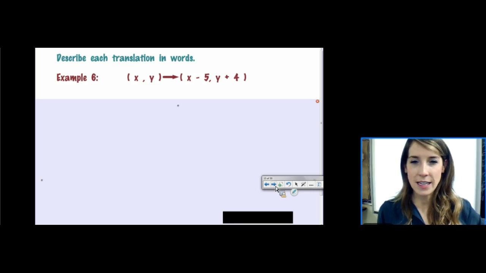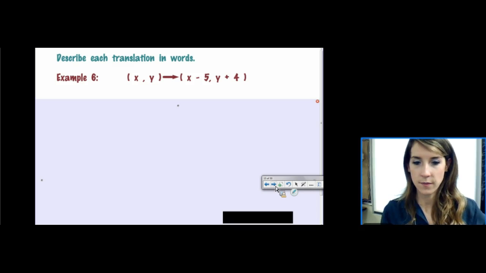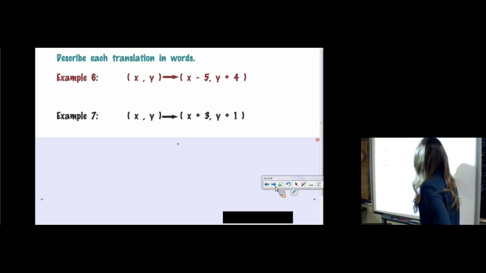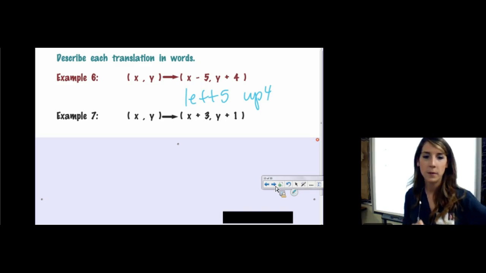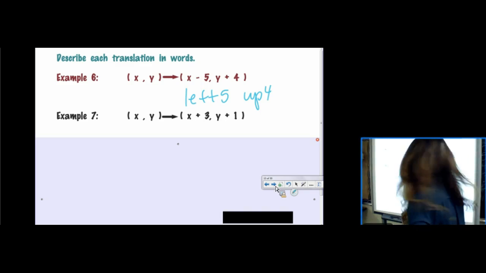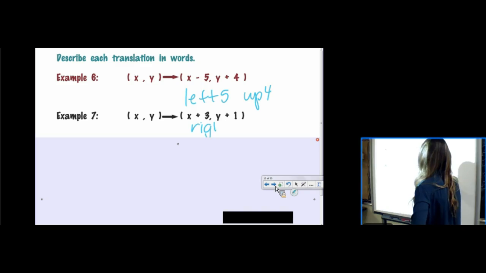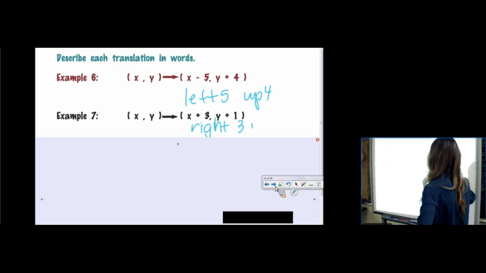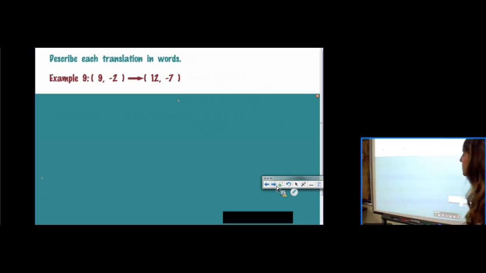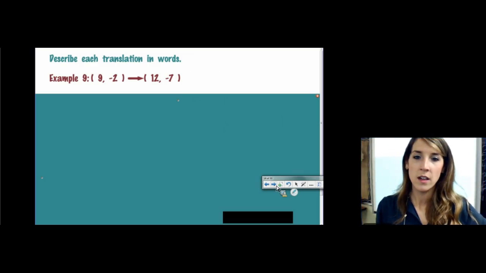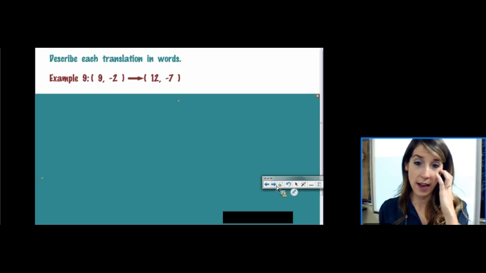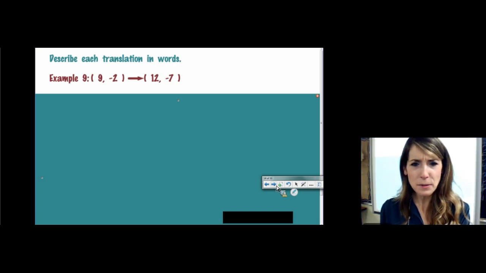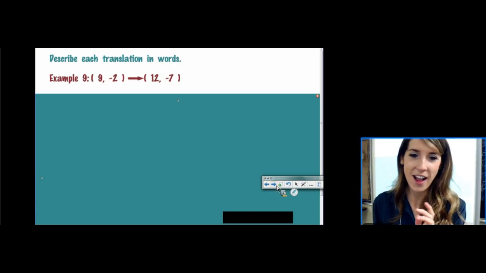Okay, in the chat, go ahead and describe this one in words. What's the next one? Very nice. Right 3, up 1. We don't need to do any more of these. We totally got it. Not necessary to do the other examples. What about these? So I'm telling you this point has been translated, not reflected, not rotated, translated. What was the rule for the translation? How are you so fast? Oh my goodness, good job.